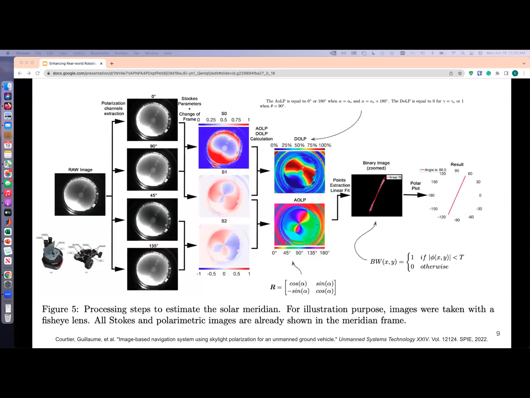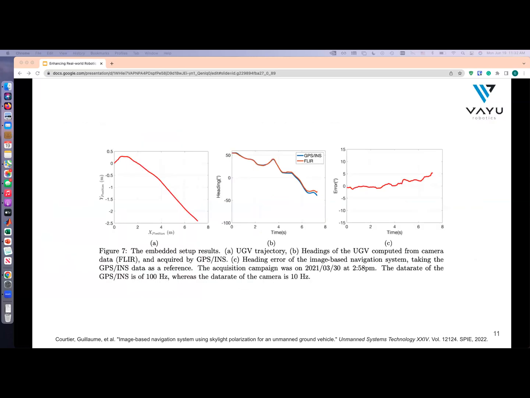So in this 2022 work by Coutier et al., a real-time on-vehicle system based on this principle was developed. The system requires polarization image data, calculates the Stokes vectors, and consequently DOLP and AOLP, and performs simple image processing on the AOLP image. And then they were able to derive the heading angle. Such a proposed system was able to achieve an error margin of a few degrees compared to the ground truth data from a GPS and INS system in real world scenarios.